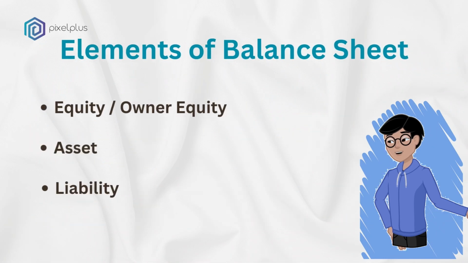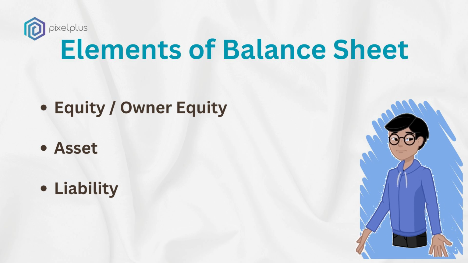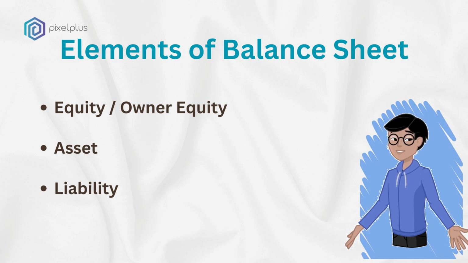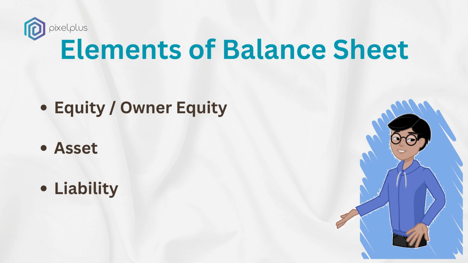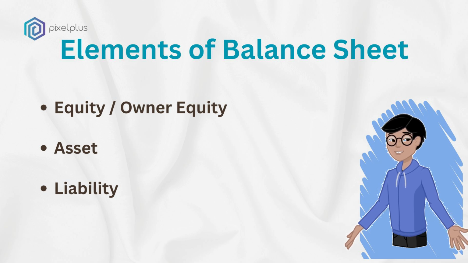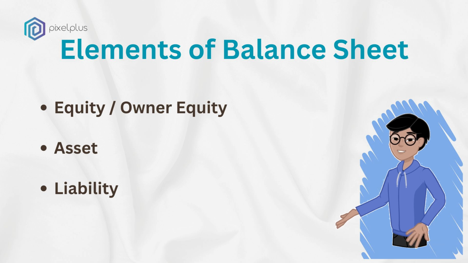The next thing after the balance sheet overview is elements of the balance sheet. There are three elements of the balance sheet. The first one is equity, also known as owner equity. The second is asset, and the third is liability. First of all, what is equity?